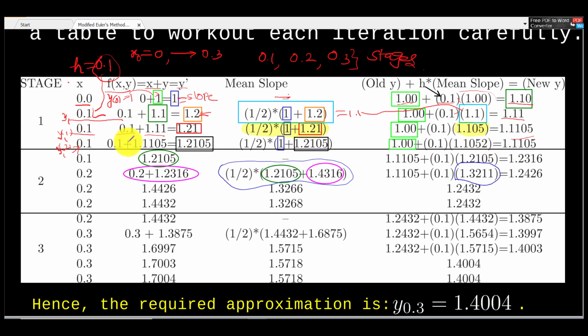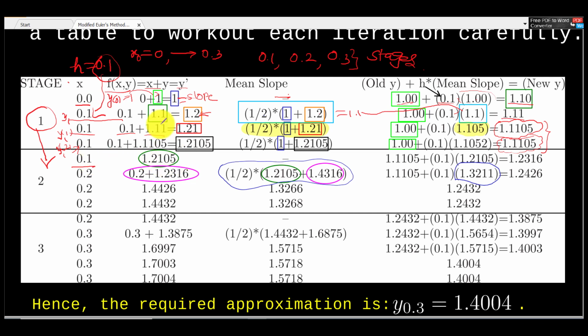Okay, now what happens, basically if you just observe these entities, this is 1.1105 and this is also 1.1105, right? So correct up to 4 decimal places, you can say that these two entities are correct, and hence I can say that I have achieved good accuracy in stage 1. So I will stop here regarding stage 1 and I will enter into stage 2. Stage 2 has the starting point of x as 0.1.